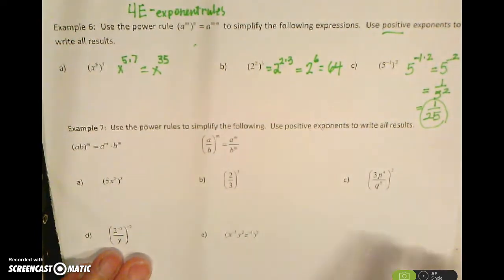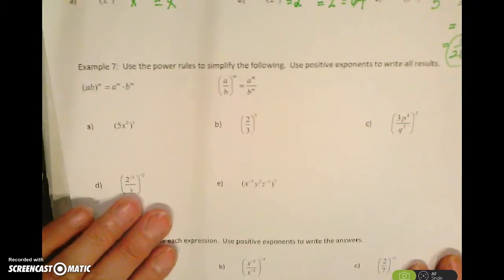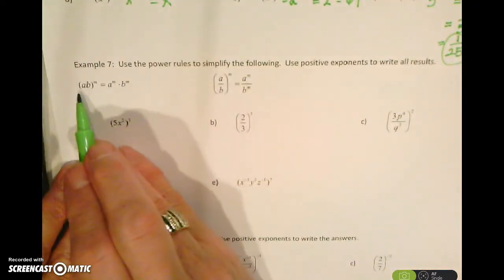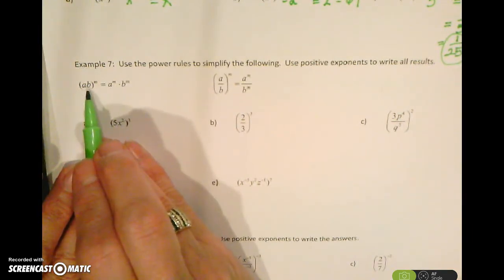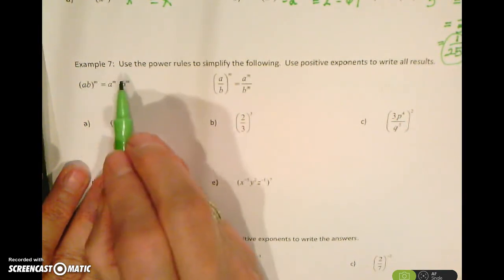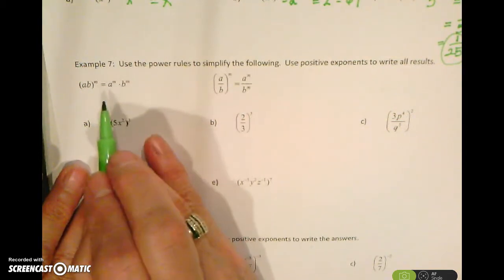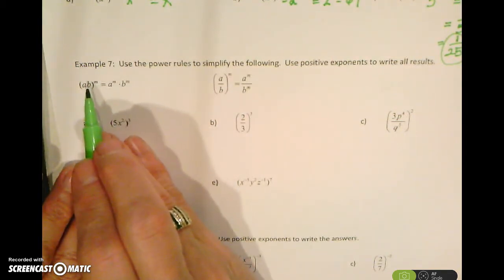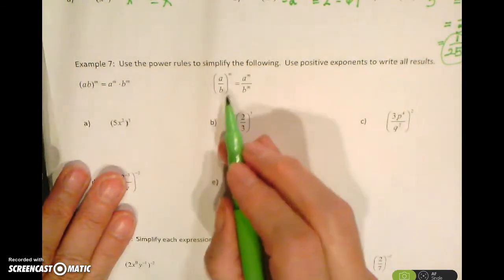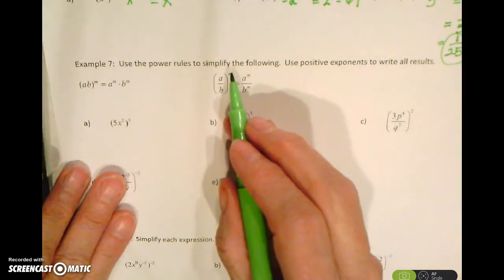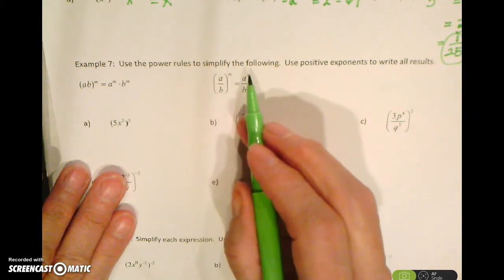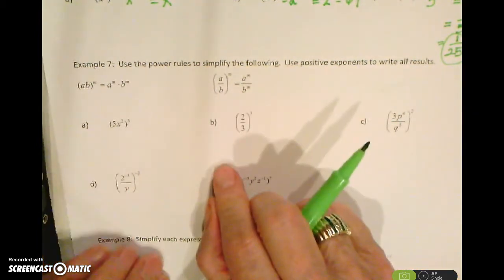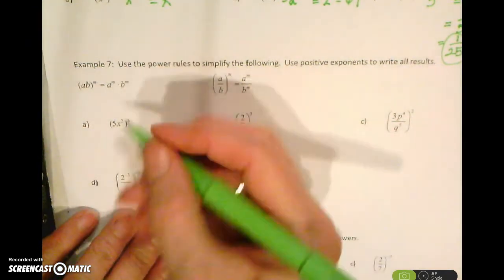Example 7, we're going to use the power rules to simplify the following. And again, we're going to use positive exponents to write all the results. So the power rules look like this. If I have parentheses with a product inside of there, raised to the mth power, then I can raise both of the factors to the m power. Does not work if there's a plus in it or a minus. Same thing over here. If I have a fraction and I have an exponent outside of it, then I can take each of the numerator and the denominator and raise them to that power and remove the parentheses.